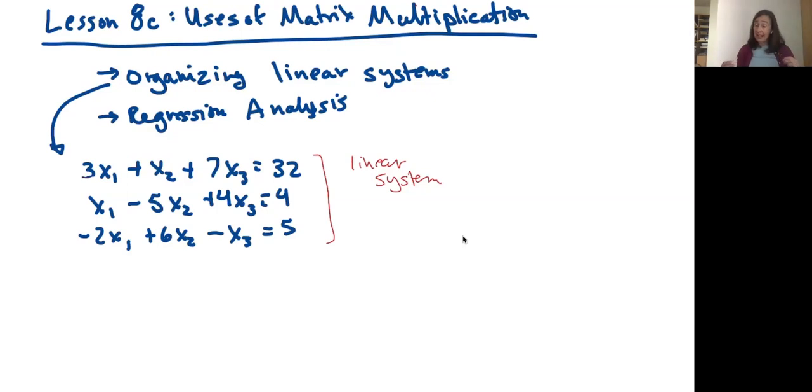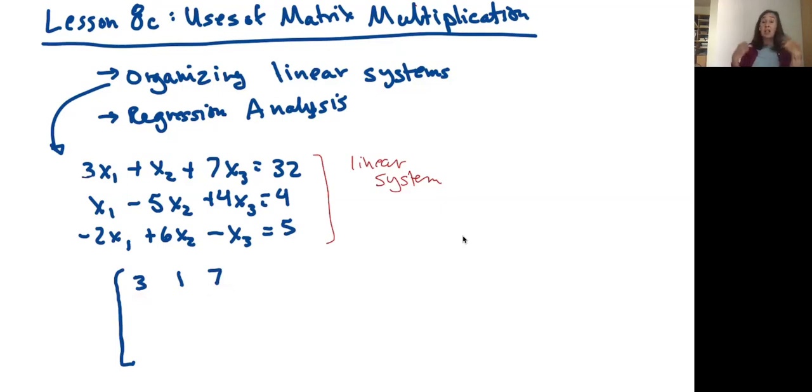Once we do that, it's natural to put the coefficients all in a matrix. Okay, so check this out. I'm going to take these coefficients and put them in a row, and these ones in another row, and these in the third row. So I'm going to create a matrix here, where the first row is 3, 1, 7. So I've got the coefficient on x1, on x2, and x3 there.